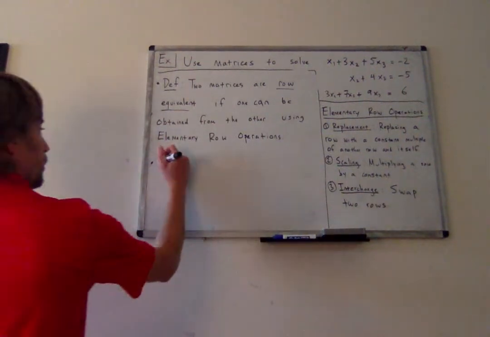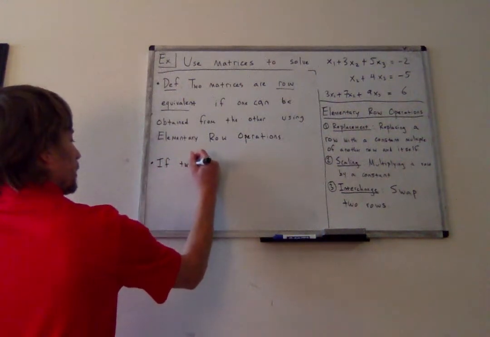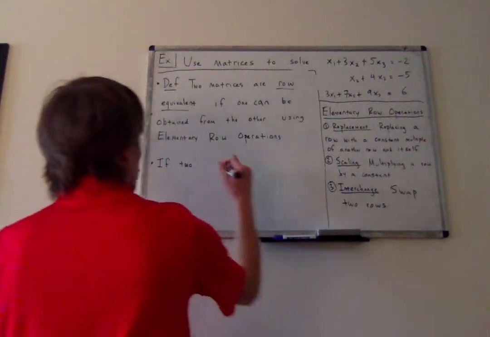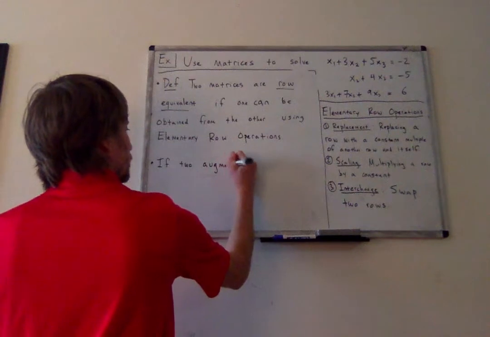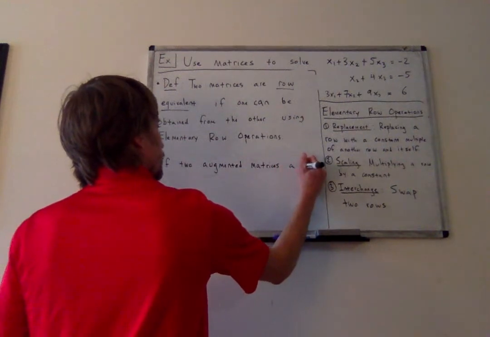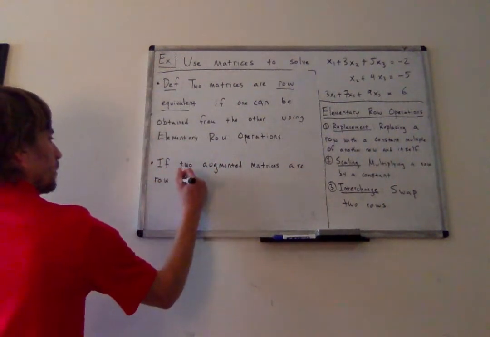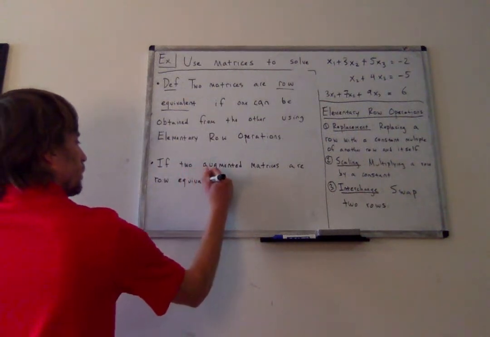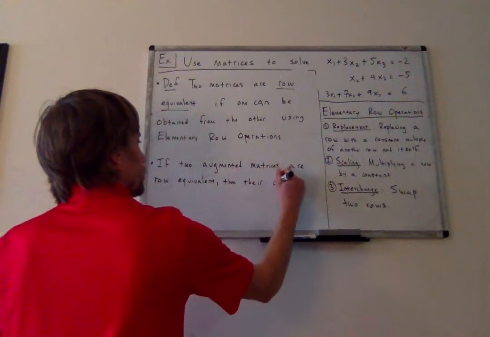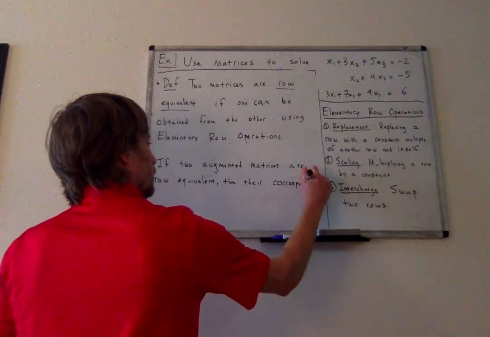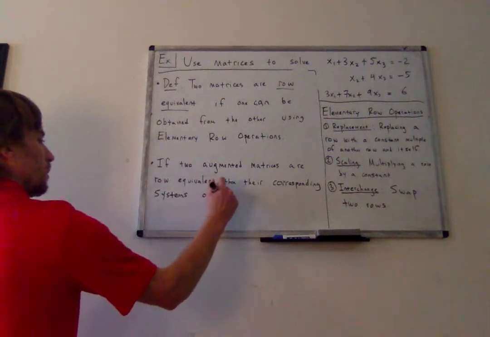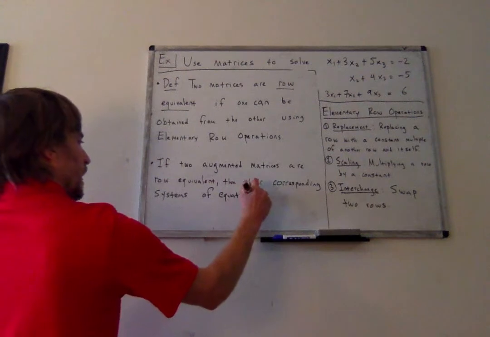And so as we saw in this example, if two augmented matrices, corresponding to some systems of equations, are row equivalent, then their corresponding systems of equations have the same solution set.